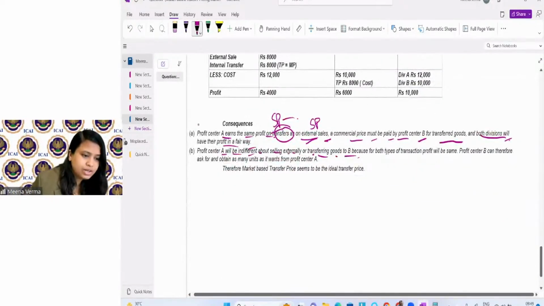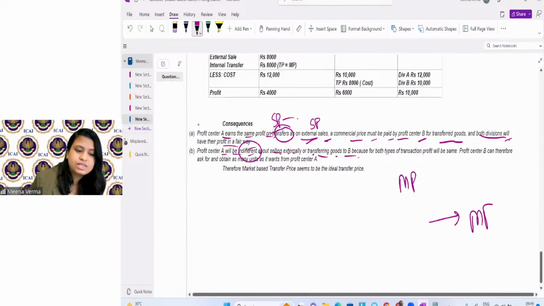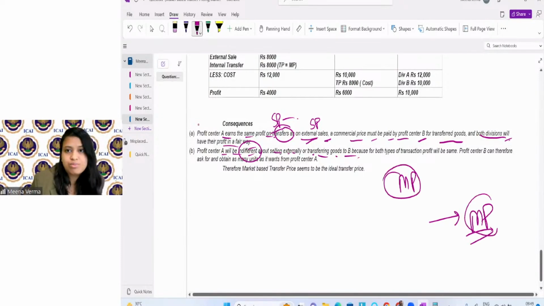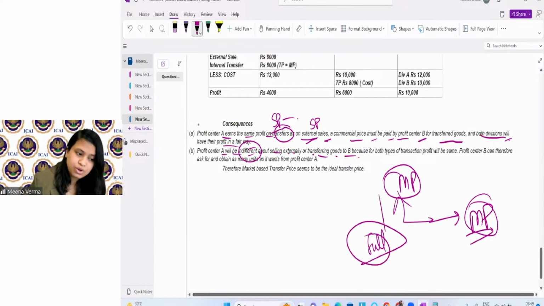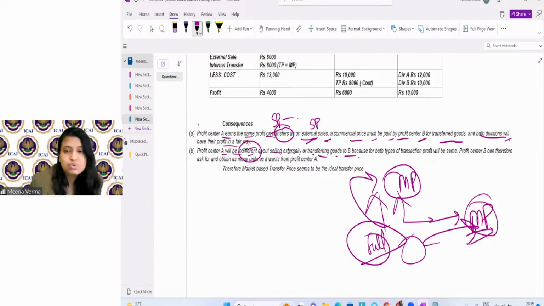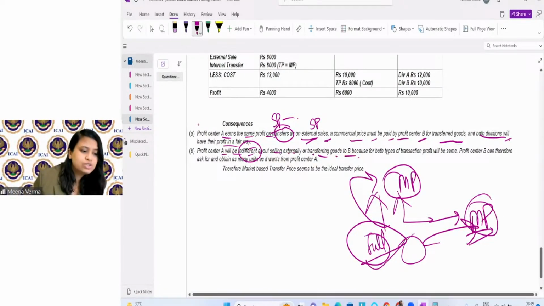So he is what? Indifferent. He is indifferent, because in both cases, whether external or internal, he is recovering the market price for his product. So he is indifferent to where the transfer happens. But yes, he is working at full capacity. Whatever units he is producing, he has transferred outside, and the remaining capacity is used for internal transfer. So he is using his entire capacity.